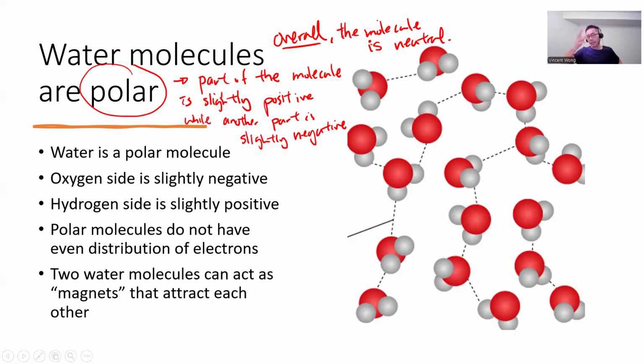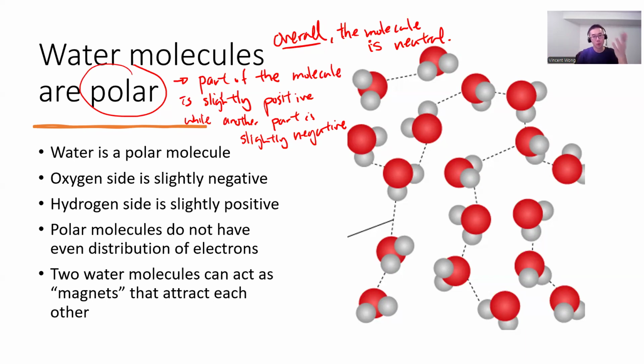So let me backtrack a little bit in case you're not following. When something is neutral, it means the number of electrons is equal to the number of protons. If you have 5 electrons and 5 protons, then it's neutral, because an electron is negative and a proton is positive, right? Positive and negative cancel each other out. As long as you have the same number of electrons and protons, it's neutral.